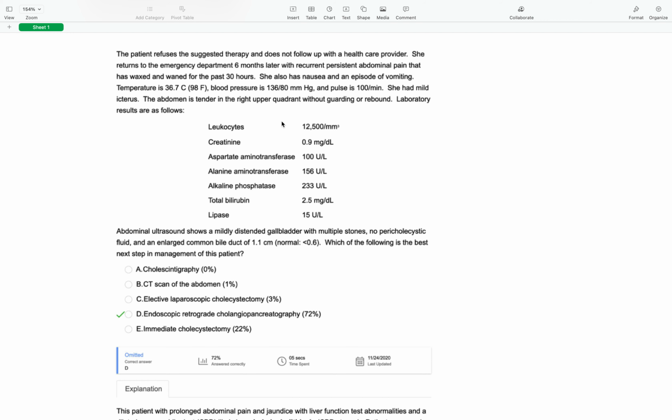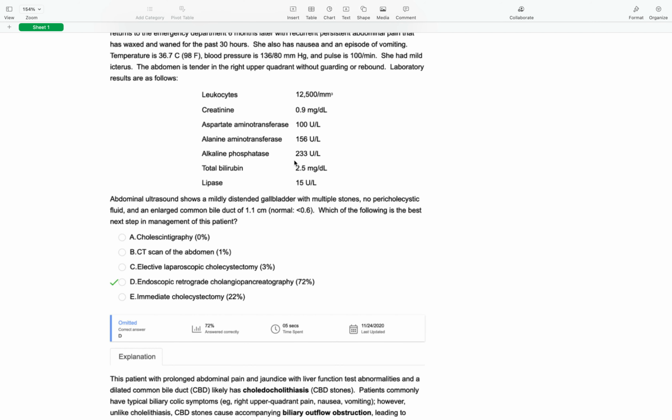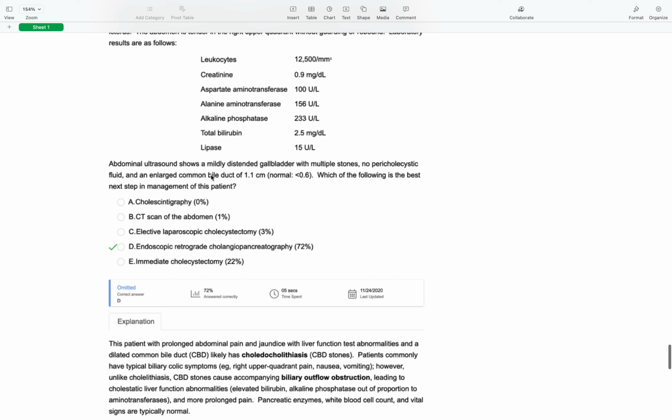The abdomen is tender in the right upper quadrant without guarding or rebound. So they have right upper quadrant tenderness, nausea and vomiting, and labs show 12,500 leukocytes. Creatinine is normal, AST mildly elevated, alkaline phosphatase is elevated, total bilirubin is 2.5, lipase is normal. Abdominal ultrasound shows a mildly distended gallbladder with multiple stones, no pericholecystic fluid, and a large common bile duct of 1.1 centimeters. Which of the following is the best next step in the management of this patient?